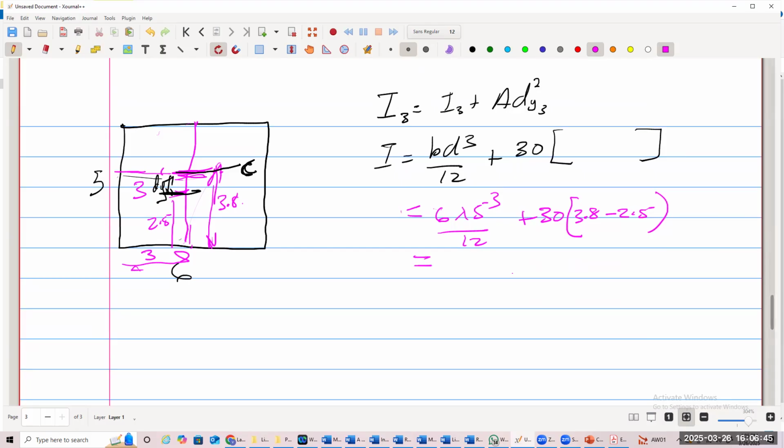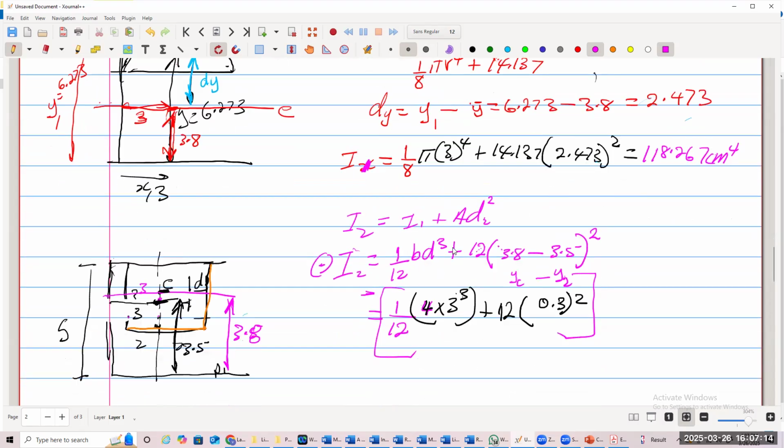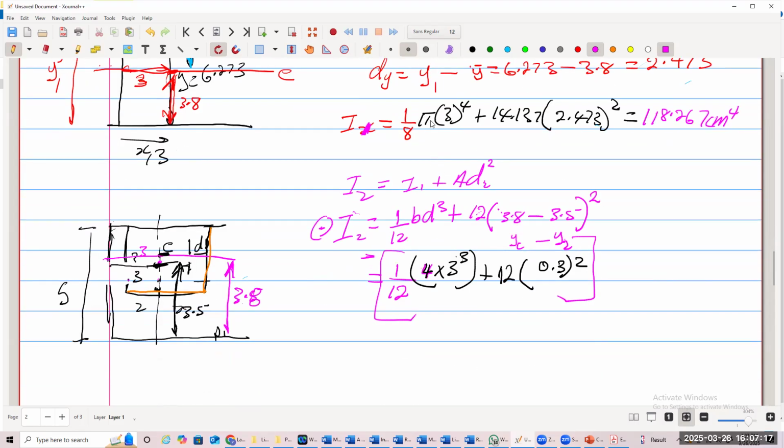If you can't quickly work it out, then I have to run, because I'm going to have to go. The first one was 118.267. Total workout? Yes, sir. 118.267. Anybody else can confirm that? And this is centimeters to the fourth. You hear? All of them are centimeters to the fourth. So this one is centimeter to the fourth, that part is centimeter to the fourth, and you add them.